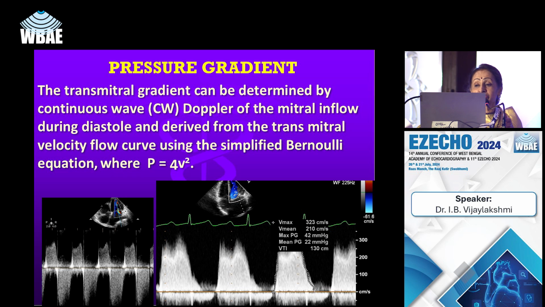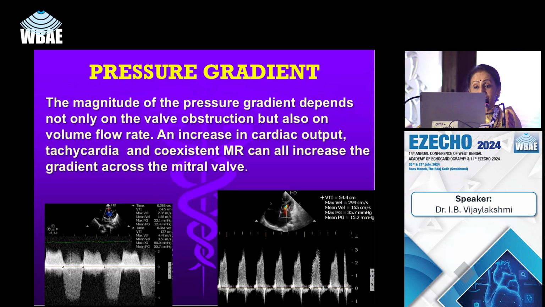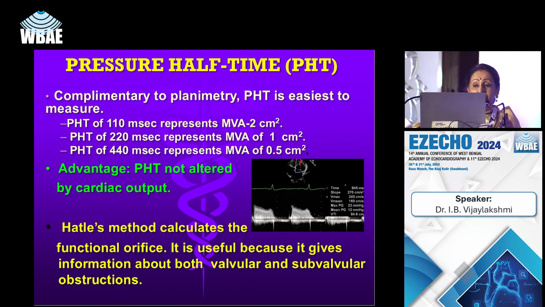So here the commissural fusion should be looked for carefully if you are sending the patient for balloon dilatation. So those details should be given whenever the echo is given to you. The transmitral gradient can be determined by continuous wave Doppler, mitral inflow during diastole, derived from the transmitral velocity flow curve using the simplified Bernoulli equation. And this is how we calculate.